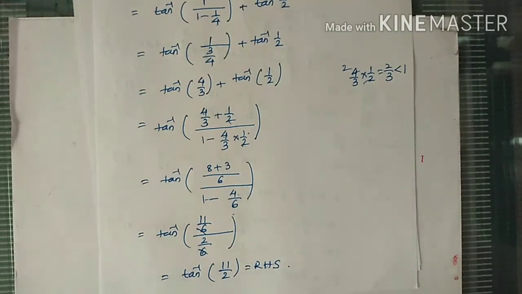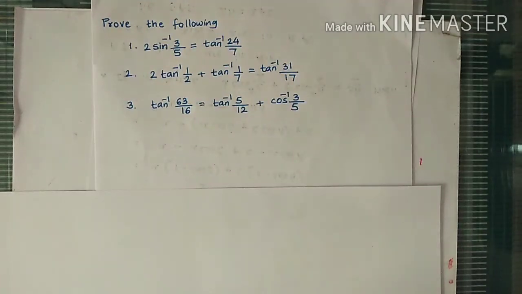See, if a fraction is given, we can multiply by the reciprocal of the fraction on both sides to make it a simple term, and we can use it as tan inverse plus tan inverse plus tan inverse, and we are using the property twice here. Okay, so this is your assignment.